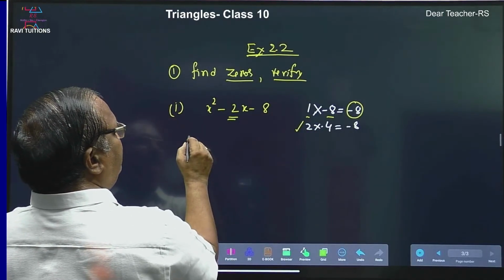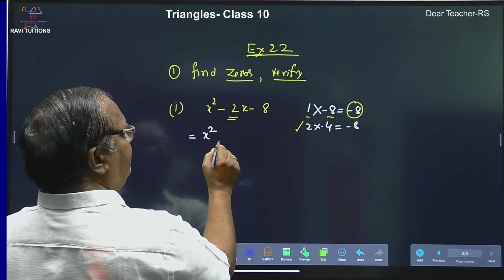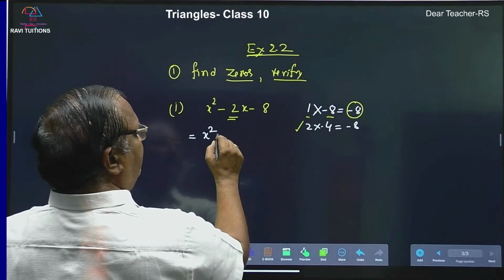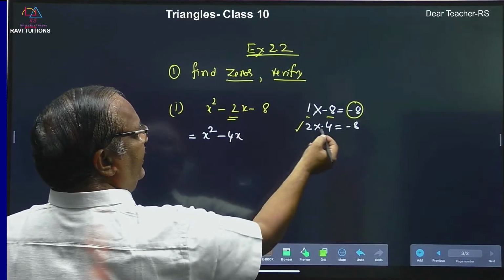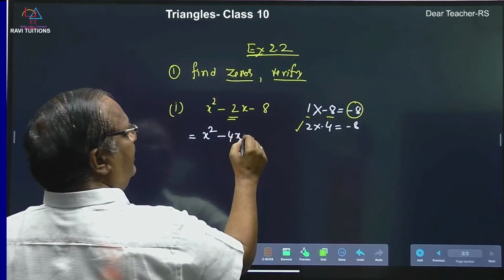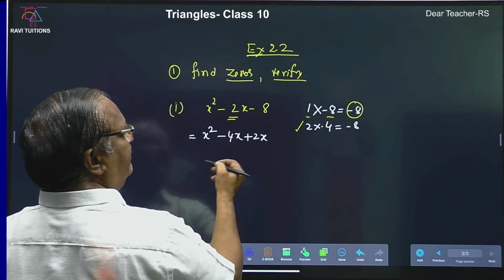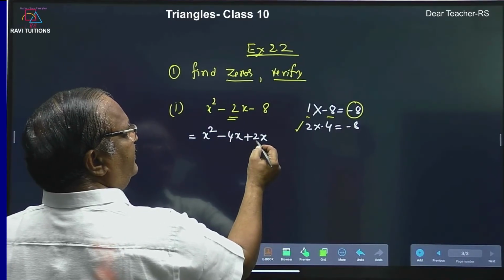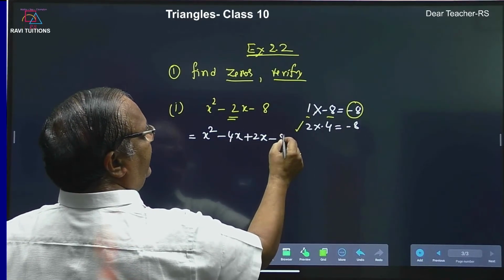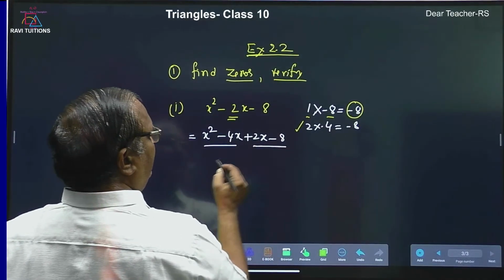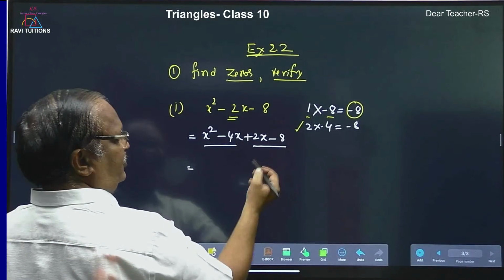So how am I going to split this? x square is the same. Since the sign is minus, the minus sign should be given to the bigger number, 4x, and the smaller number gets the opposite sign. Minus goes to the bigger number and plus to the other number. So minus 4x plus 2x minus 8. Consider the first two terms and the last two terms.